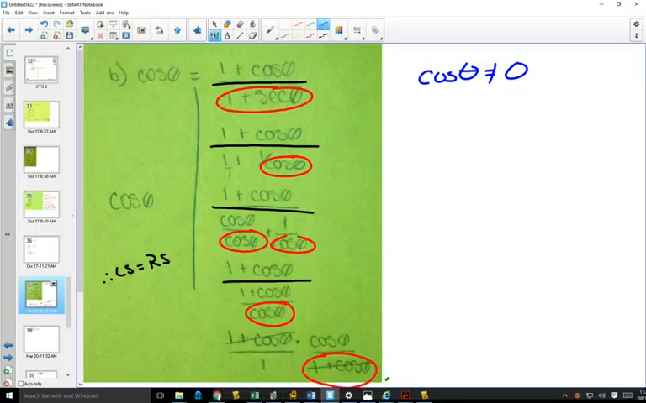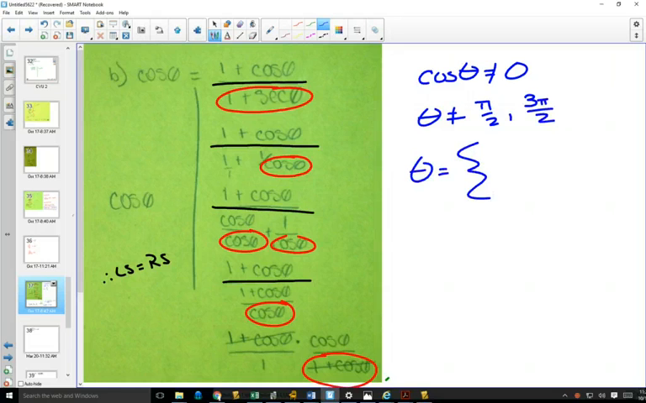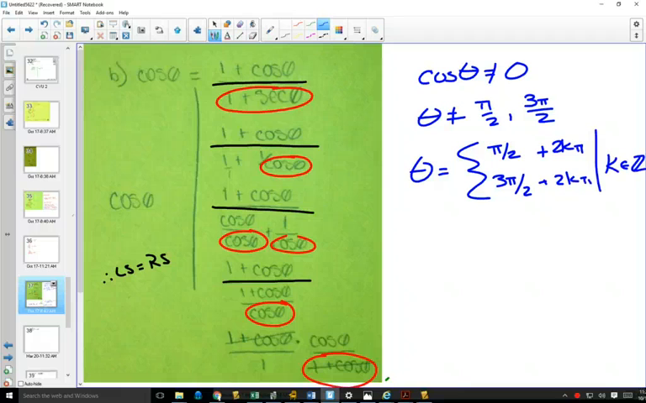We'll say if cos of theta can't equal 0, when does that happen? When is cos of theta 0? Pi over 2 and 3 pi over 2. So you can write the general solution, and again, you can write these separate, or in this case, you could combine them, but I'm just going to add 2k pi to each of them. Those would be the non-permissible values for cos. That is one of them.